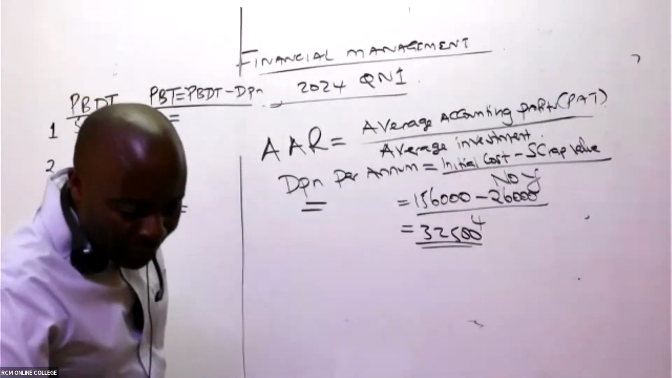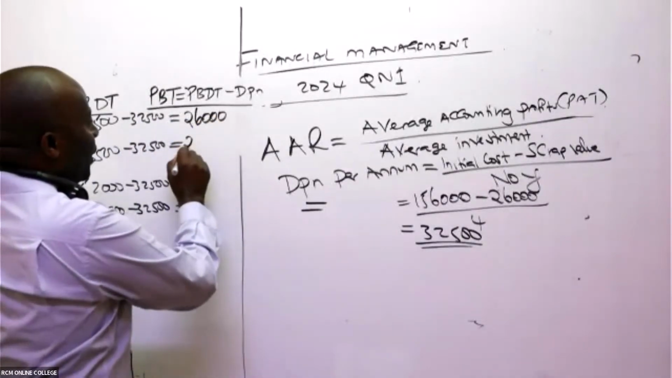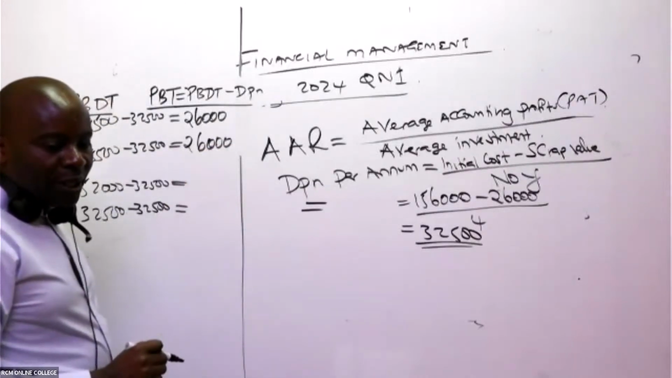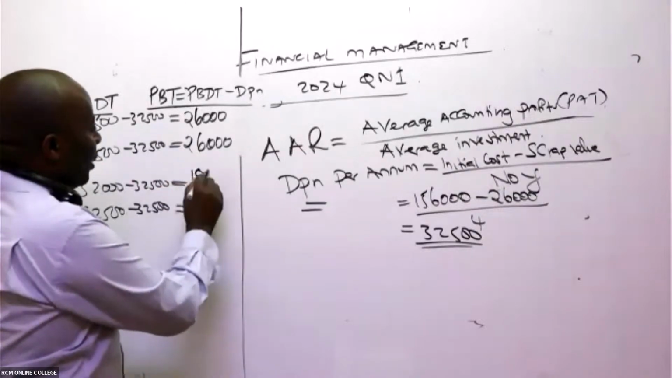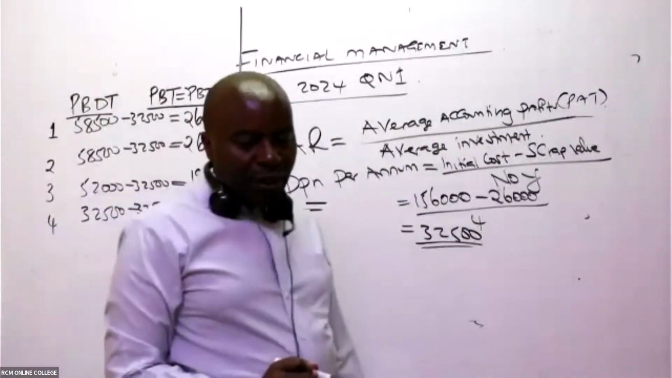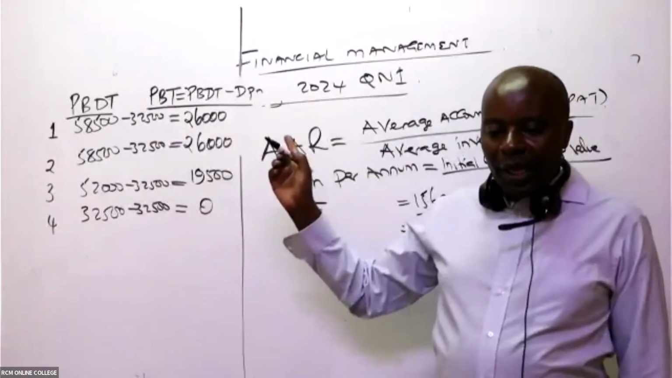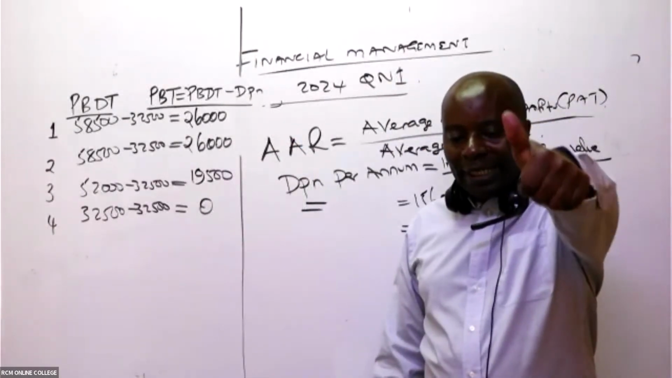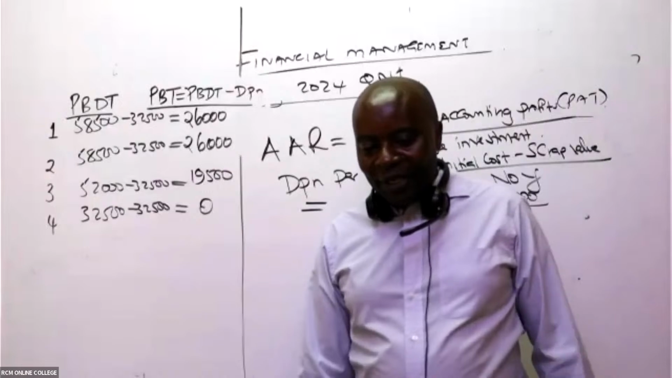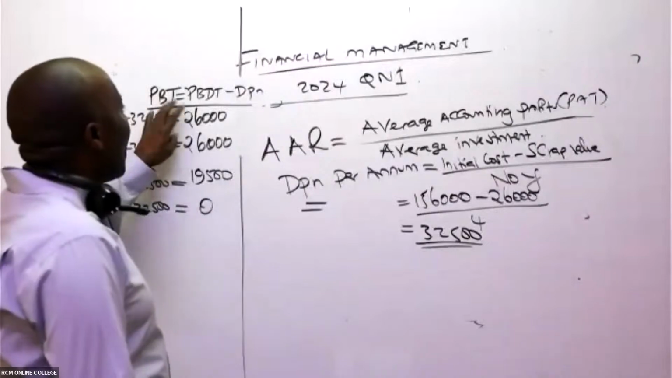So we are getting, ladies and gentlemen, 26,000. The first one is 26,000. The second one as well is 26,000. Then we have 19,500, and then we have a 0, and then a 0. Can somebody confirm these figures? Catherine has confirmed them. If they are okay, please put your thumbs up, like a CPA FM ninja. So these are our now normal accounting profits.